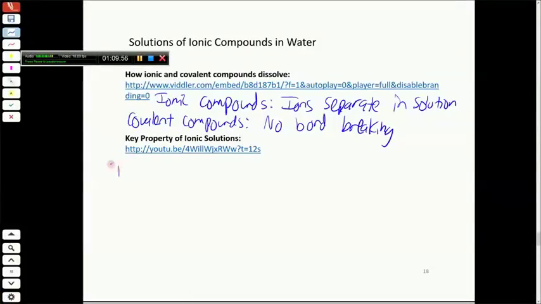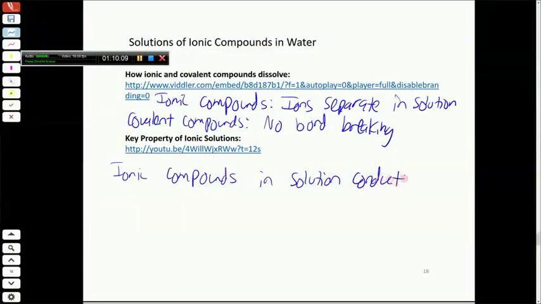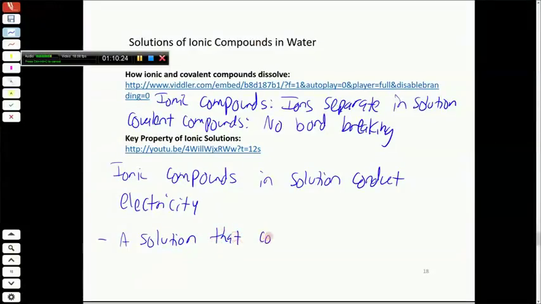So when we dissolve ionic compounds, if we dissolve those into solution, they conduct electricity. And so a solution that conducts, and we saw that also happen with some covalent compounds. We'll get to the distinction between those a little later. But a solution that conducts electricity is called an electrolyte solution.